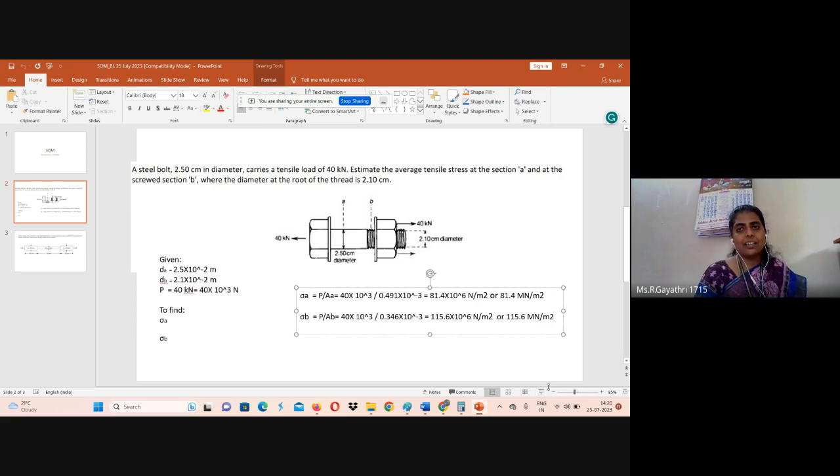Okay, is it clear? Here you need to write even kilo in simple form. Instead of kilo, we can use into 10 power 3. If it is mega, we need to write mega as 10 to the power 6. Giga means 10 to the power 9. Okay, next problem.